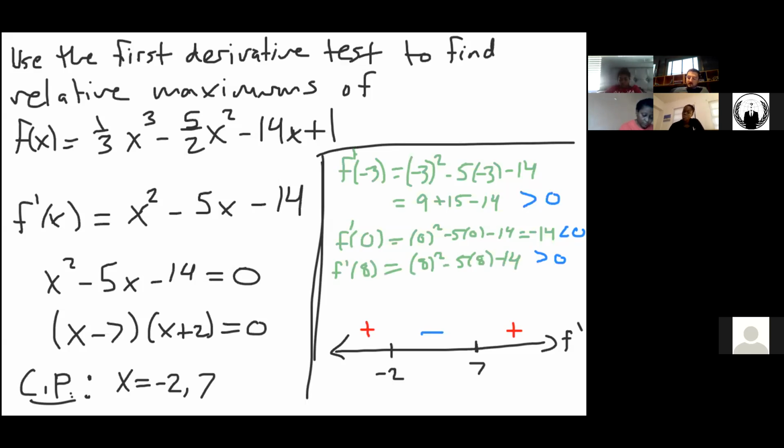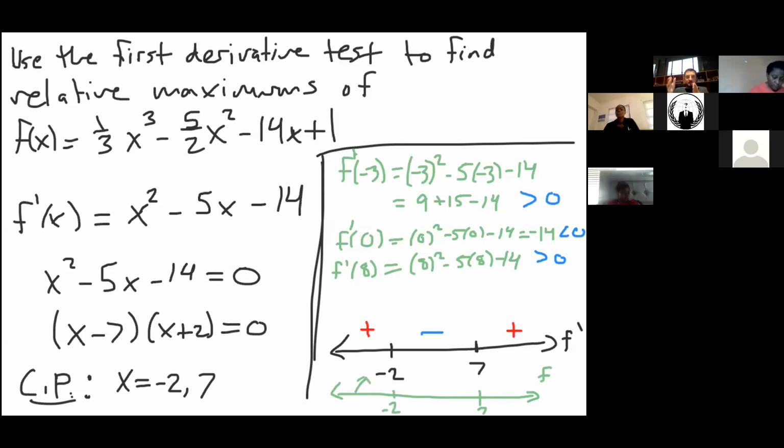So then for my actual function f around these values, because of how we know the derivative relates to my original function, this means in everything to the left of -2, I'm increasing. Between -2 and 7, I'm decreasing. And then everything after 7, I'm increasing again. So then which of those 2 points, -2 or +7, is showing me the same behavior that I would have for a relative max? Because only one of them does.